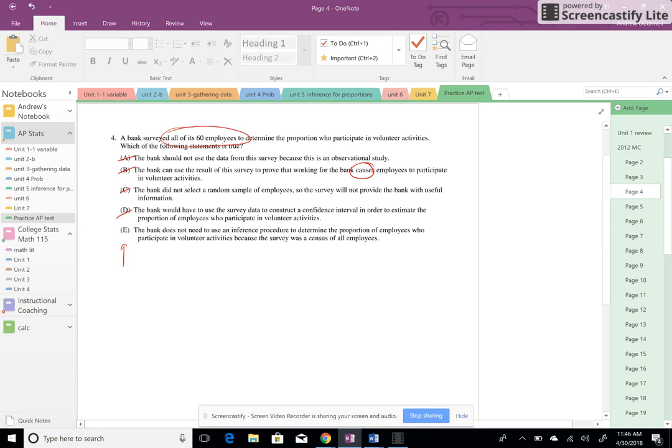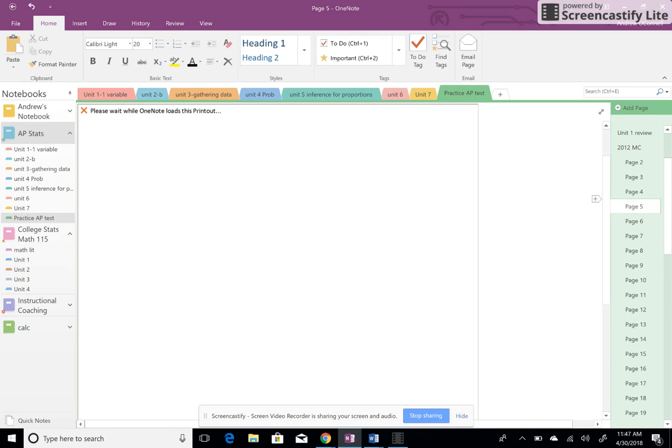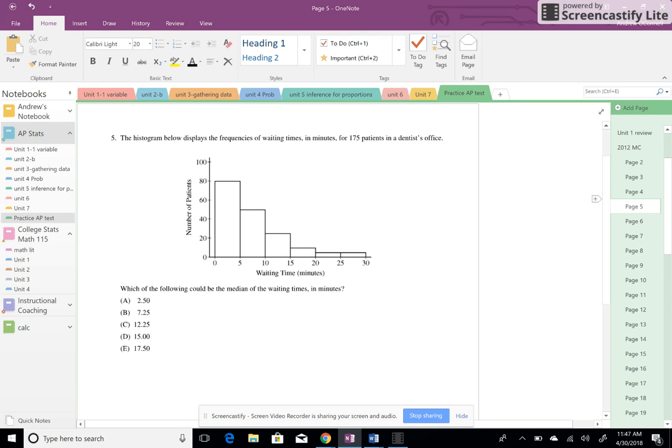The bank does not need to use an inference procedure like confidence interval or hypothesis test to determine the proportion of employees who participate in volunteer activities because the survey was a census. It says all 60, that's a census. This kind of jumps out at you quick, as long as you read all of those.